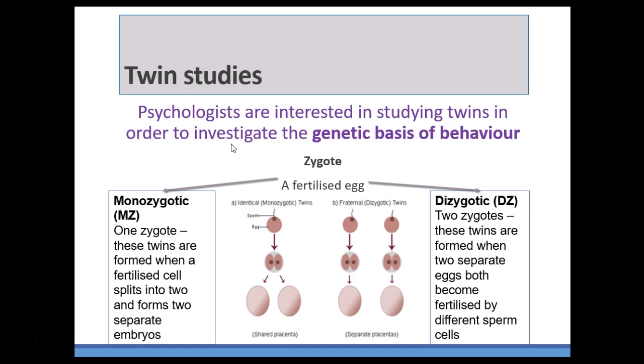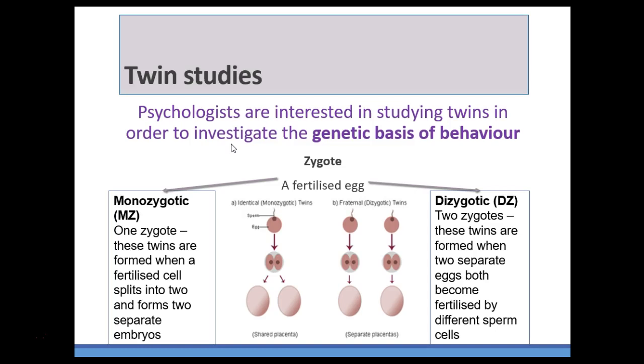First off, we've got monozygotic twins. These twins are formed when a fertilised egg splits in two and forms two separate embryos. This is what we call identical twins, so they look the same. So it would be 2 boys or 2 girls. Then you've got dizygotic twins.